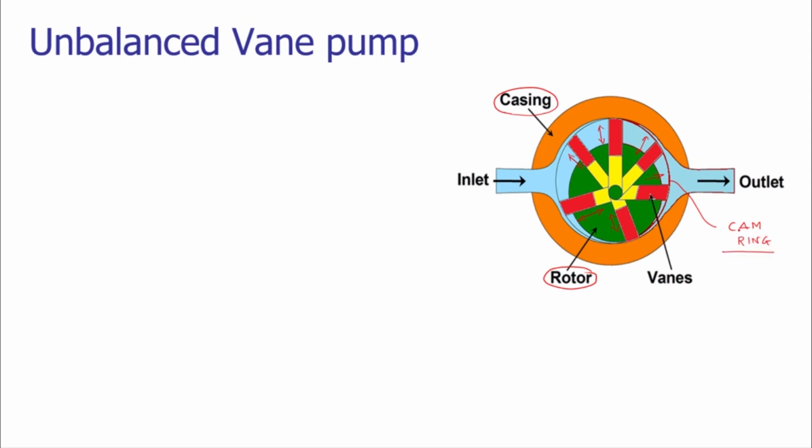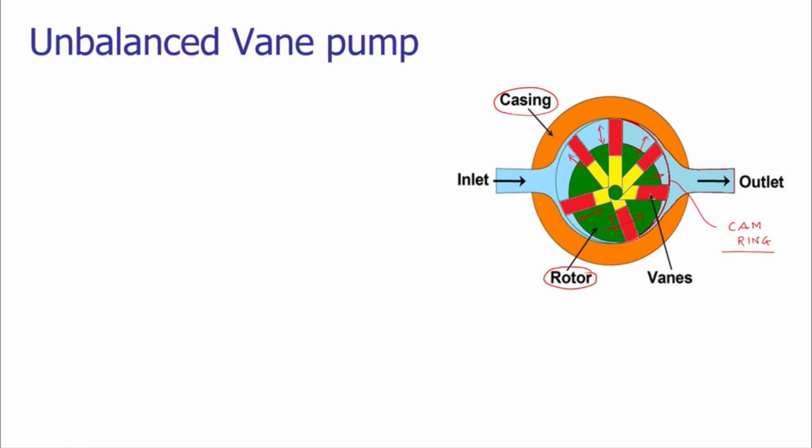A ring which is having a cam shape. It is not circular. It is to be noted that the cam ring is not circular. The oblong shape of the cam is helping to get the required pressure done. The rotor is rotating, and as the rotor is rotating, the contact length, or the protrusion or projection, of the end point of the vanes out of the rotor is getting changed.